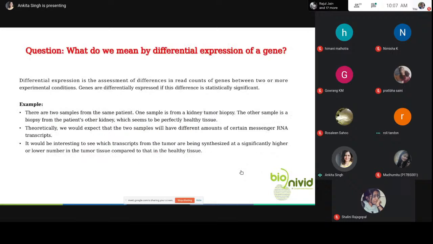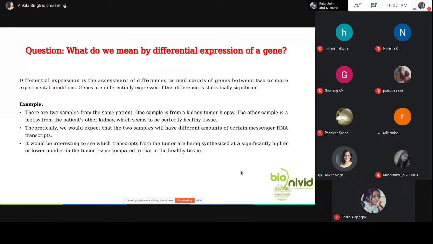So what do we mean by differential gene expression? Like I said, the differential gene expression is assessment of differential read count of the gene between two or more experimental conditions. So I'll just let you know about a basic RNA-seq experiment. What happens in an RNA-seq experiment, and how do you say that okay, this particular gene is in high amount.